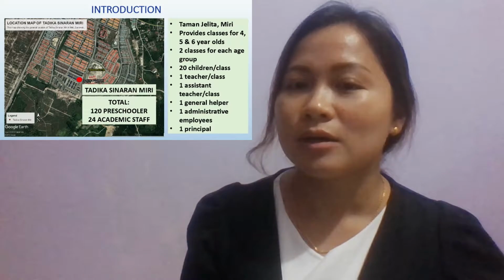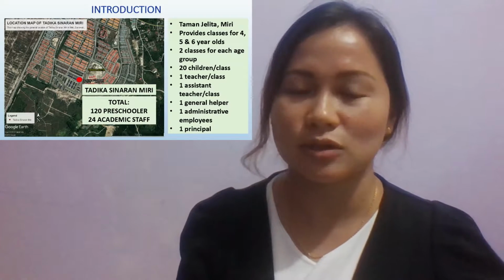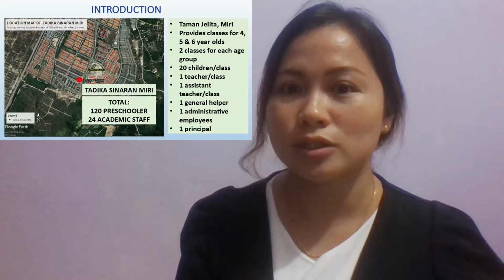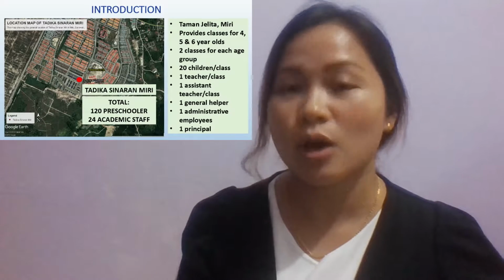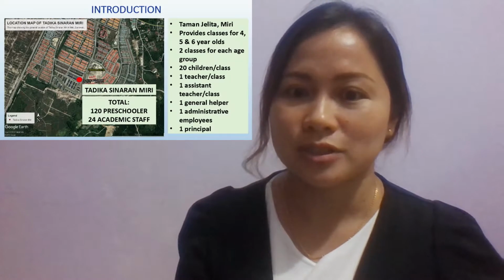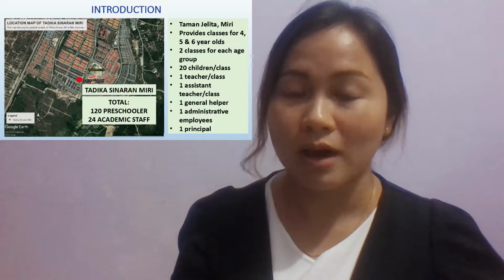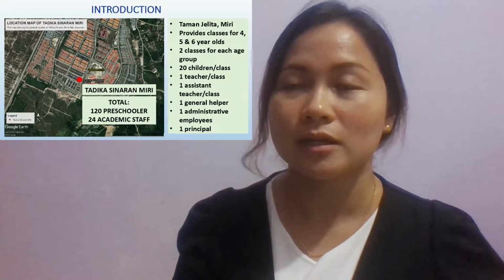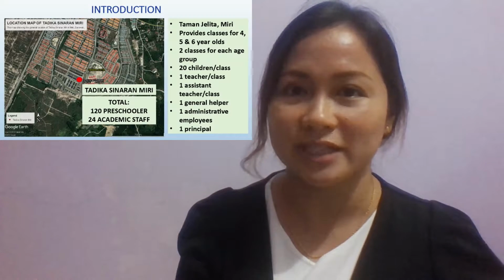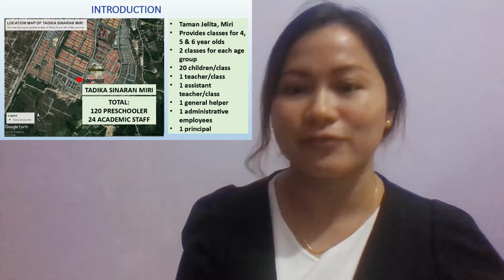The school provides classes for 4, 5, and 6 years old. Two classes for each age group, and in one class there are 20 children, one teacher, and one assistant teacher. The school also has one general helper, one administrative employee, and one principal. The total is 120 children and 24 academic staff.